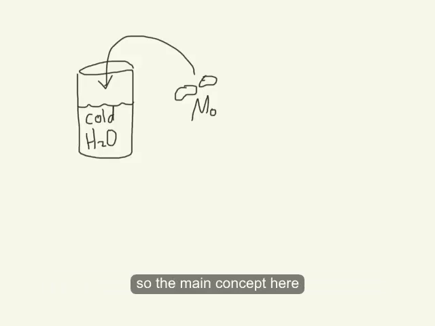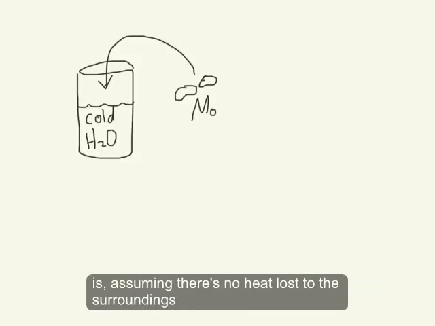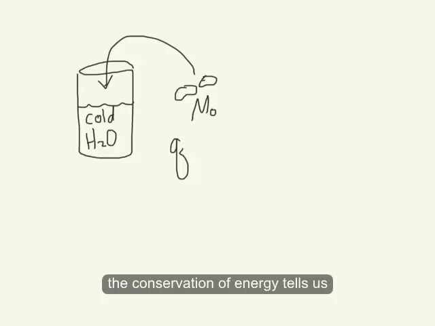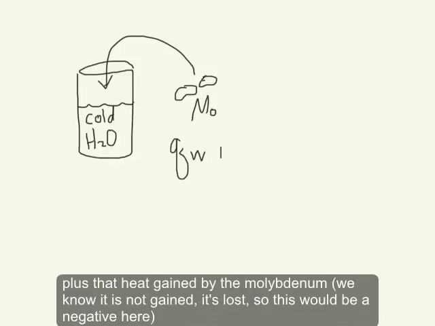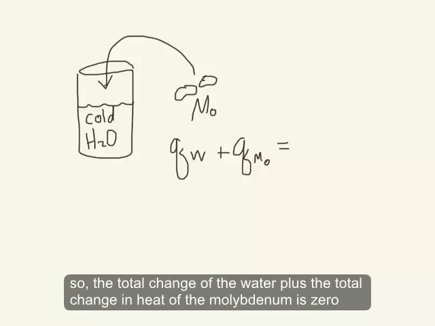So the main concept here is assuming there's no heat lost to the surroundings. The conservation of energy tells us that the heat gained by the water plus the heat gained by the molybdenum, which is, it's not gained, it's lost, so this would be a negative here. So the total change in heat of the water plus the total change in heat of the molybdenum is 0.